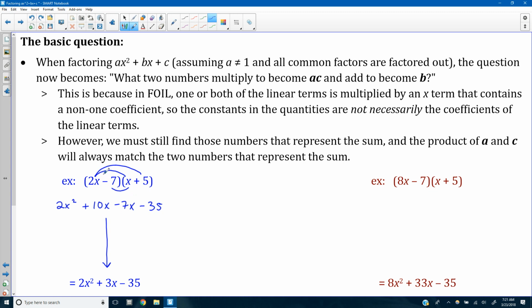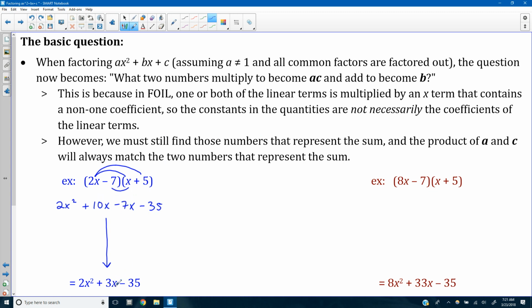What's important to note is that, yes, this was 2 times 5. So the 5 still exists there. That 5 still kind of matters, but it's more important to look at 2 times 5. So what we're actually trying to find now is the numbers that represent the sum, 10 and negative 7. When you're asking what two numbers, blah, blah, blah, the answer to our question will be 10 and negative 7.